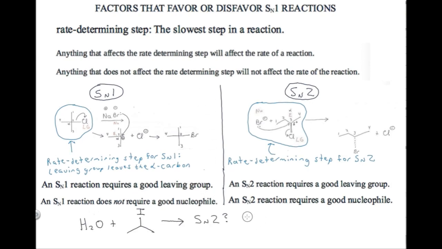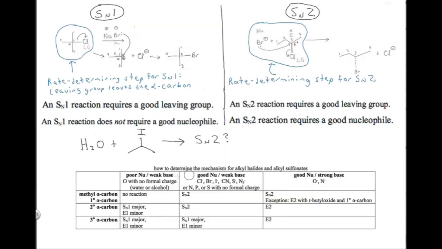So pause the video and ask yourself, can these starting materials carry out an SN2 reaction? Well, here's the answer. We need to check to make sure that the starting materials have a good nucleophile. The nucleophile here would be the neutral oxygen with its lone pair in the water. Is that a good nucleophile? Well, you can figure that out from our table. Notice that water with a neutral oxygen is here in the left-hand column, the poor nucleophile column. So we know that water is a poor nucleophile.